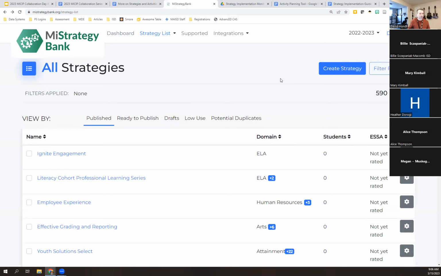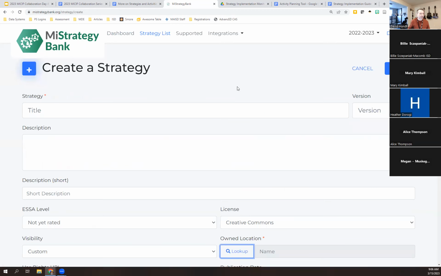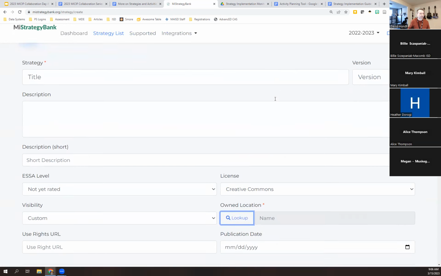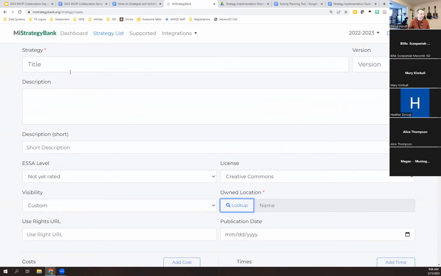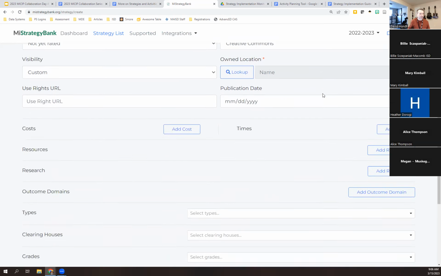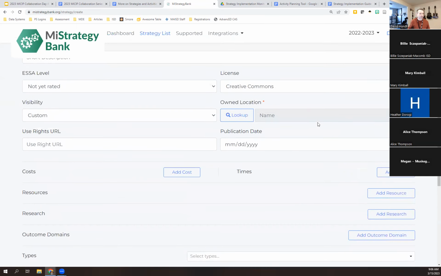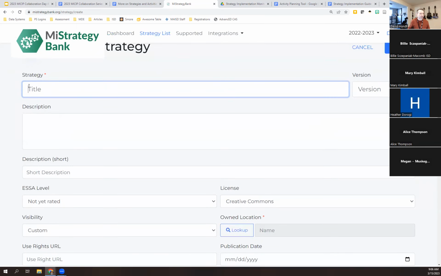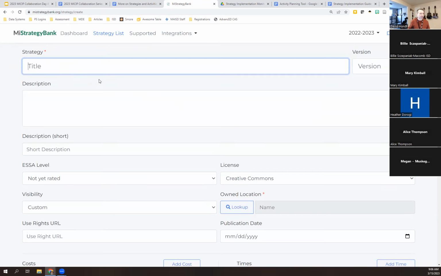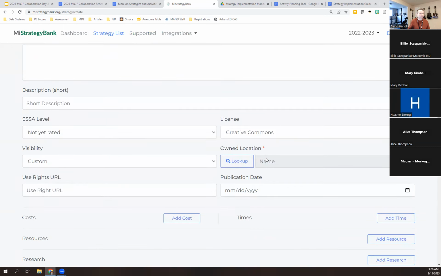But if you wanted to create a strategy, then you click create strategy. You give it a title and a description, and you'll see there's only a few things in here that have the red star on them. So while there's tons and tons of fields to fill out, there's not a lot that are actually required. The only two that are starred are the name of it and the owner location.